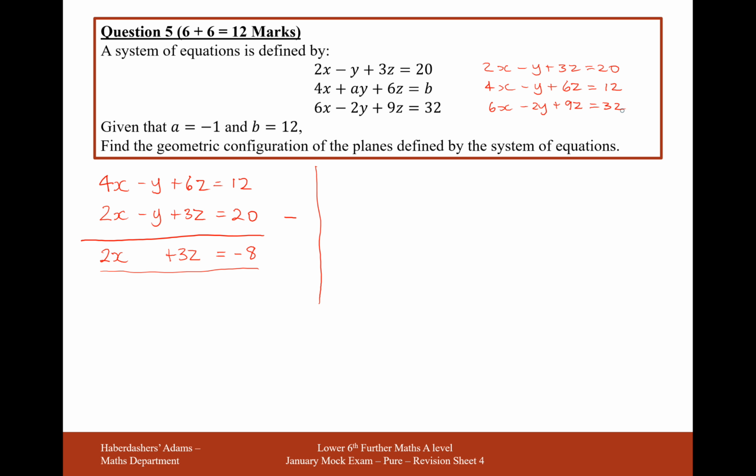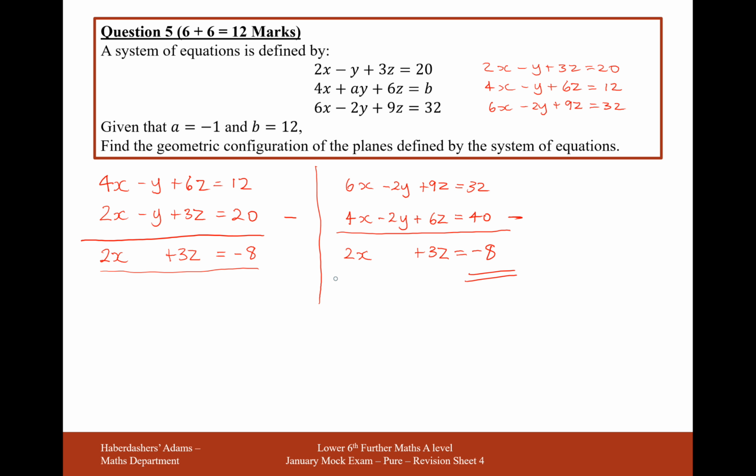Now, what I can see as well is if I double the first equation, that will give me 4x minus 2y plus 6z equals 40. If I double that first equation, and if I do the third one take away it, then the y is going to eliminate in exactly the same way from a double negative there. So when you take these away, this is going to be 2x, 3z, you would expect this to happen, and the key bit is at the end, so it's a minus 8.